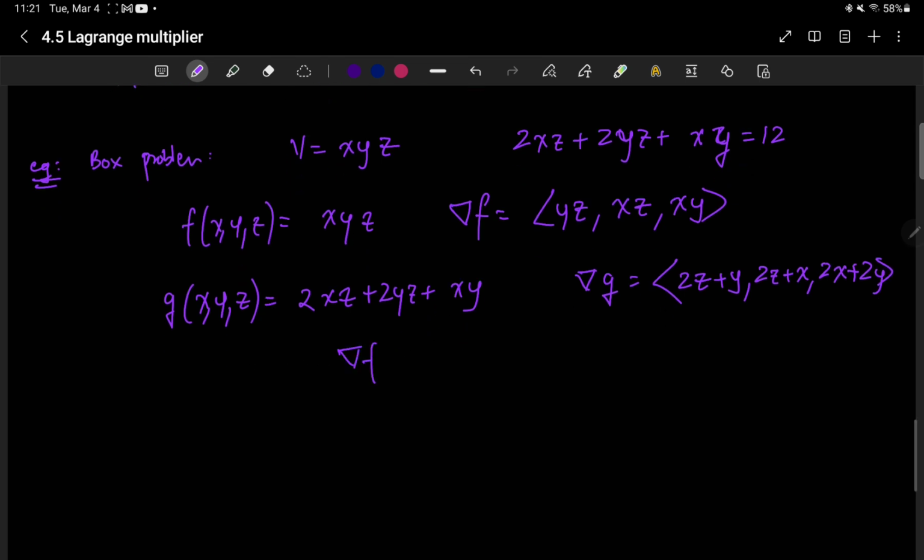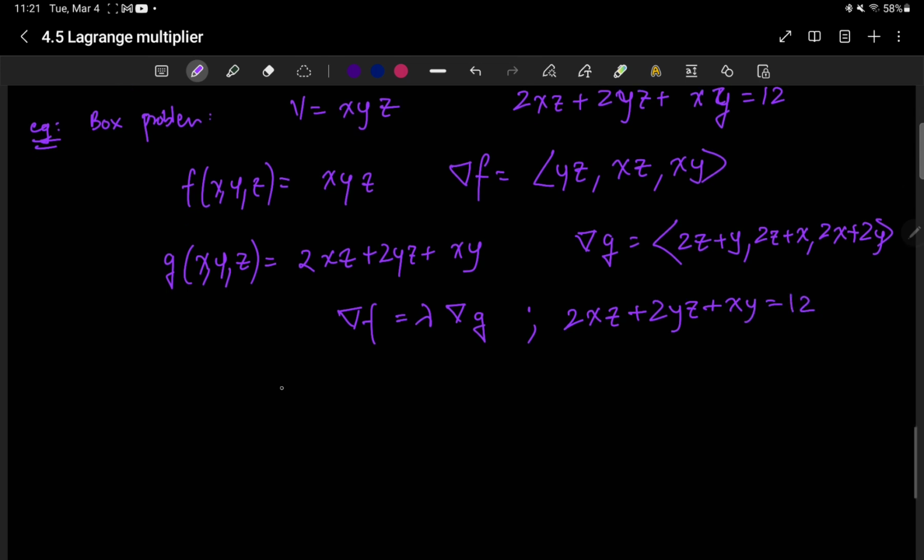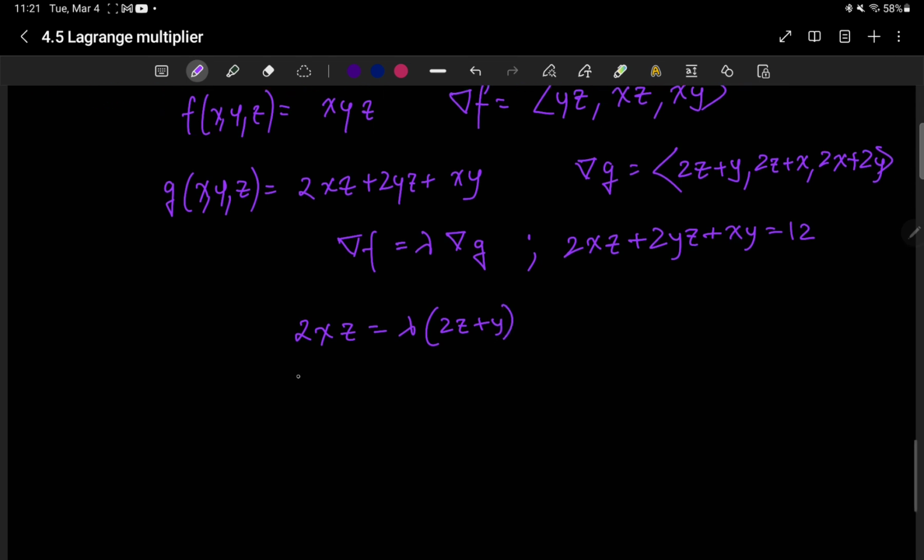Now solving for this is del f equals lambda times del g and the constraint, so 2xz plus 2yz plus xy equals 12. This gives 2xz is lambda times 2z plus y, that's the x component. 2yz is lambda times 2z plus x, that's the y component. And xy is lambda times 2x plus 2y. That's the z component.